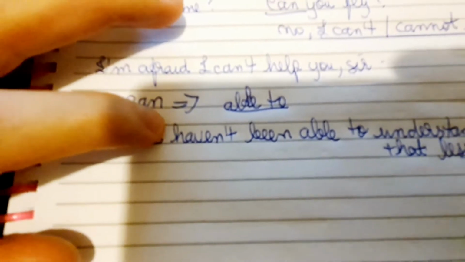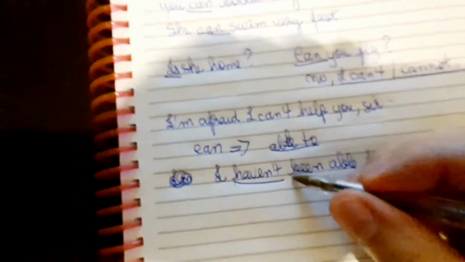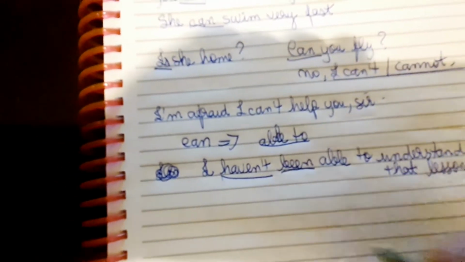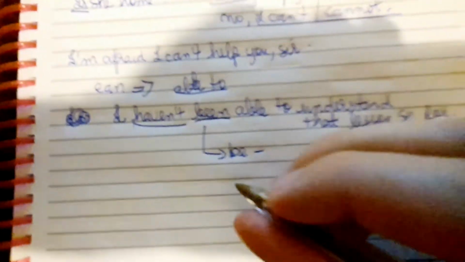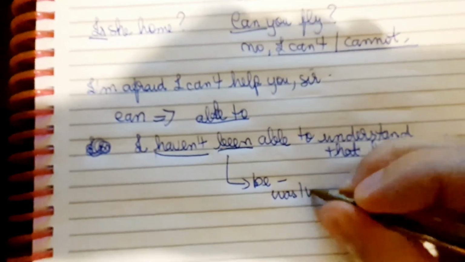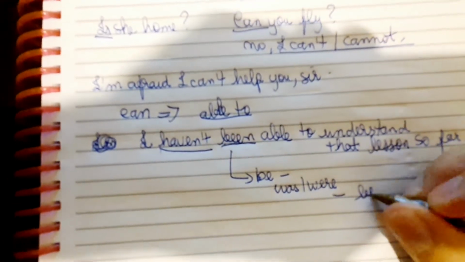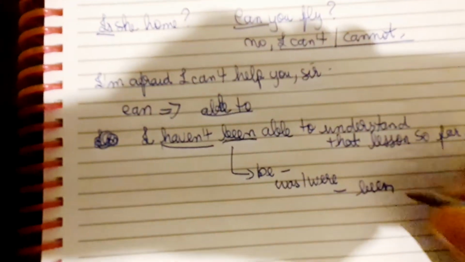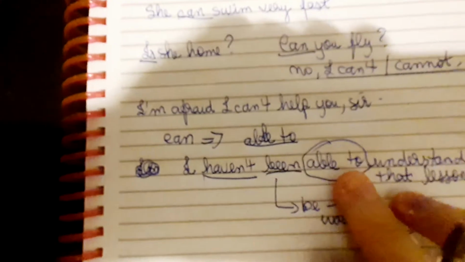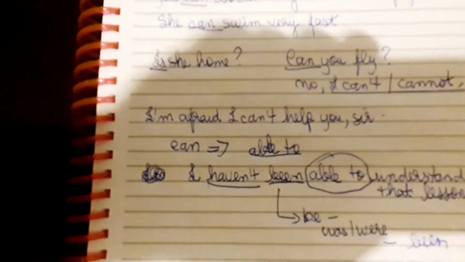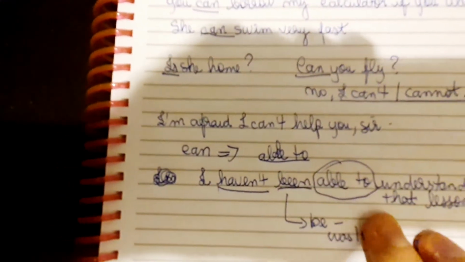Pay attention. Which verb tense is this? This is the present perfect. Why do I know this? Because you have the verb have, and you have the verb been, which is the past participle of the verb to be. Be, was, were, the past participle, been. Okay, the verb is to be able to. I haven't been able to.